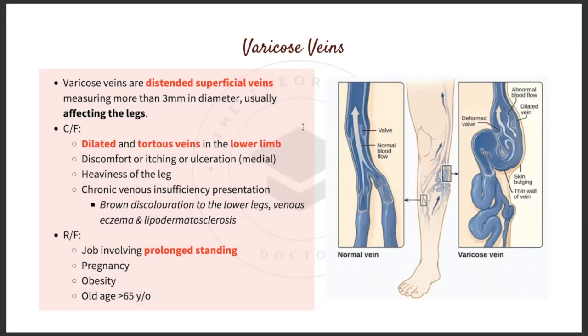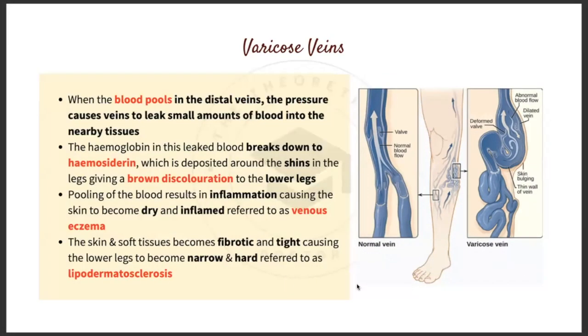I will talk more about this chronic venous insufficiency presentation in the following slide. However, take note of this presentation, which would be brown discoloration to the lower legs, venous eczema, and lipodermatosclerosis. So some risk factors that contribute to varicose vein formation would be a job involving prolonged standing, pregnancy, obesity, or just commonly within old age, more than 65 years old. So this is what I wanted to talk about, which is the chronic venous insufficiency presentation.